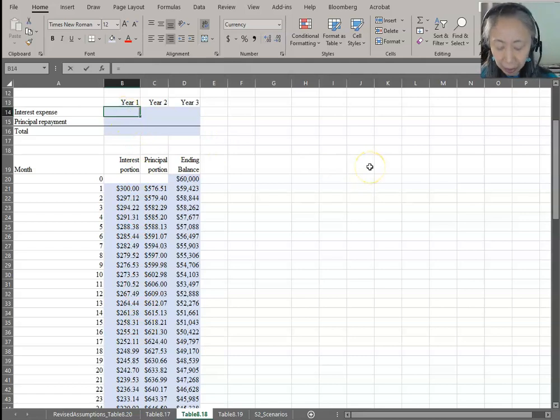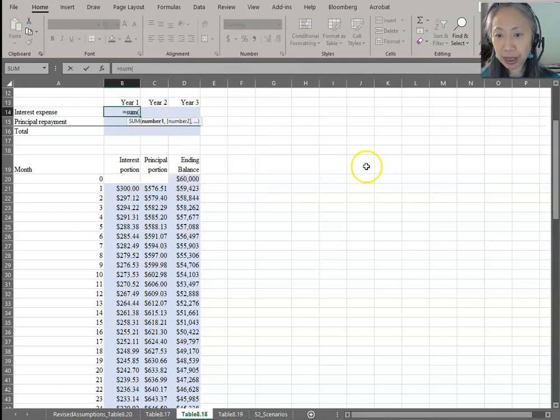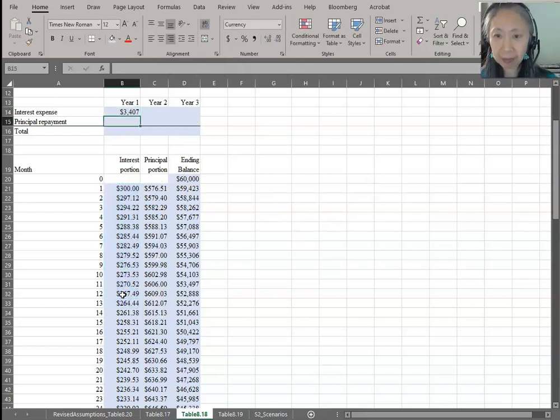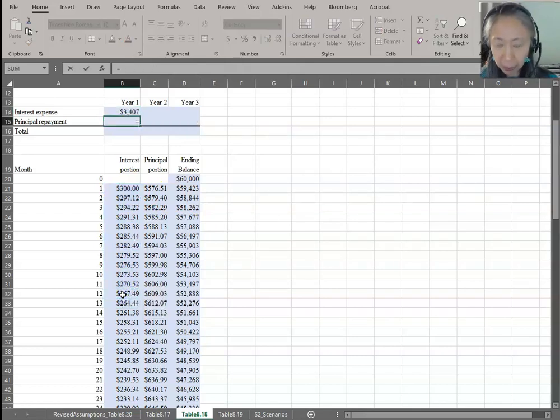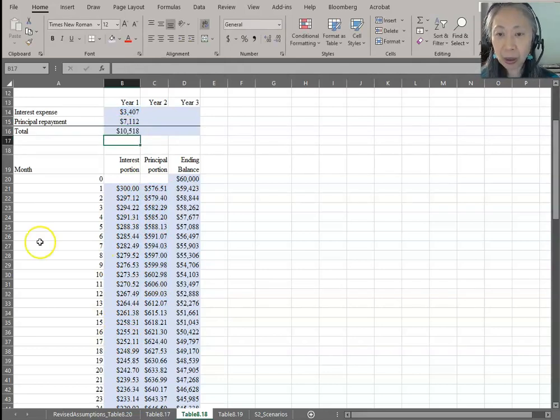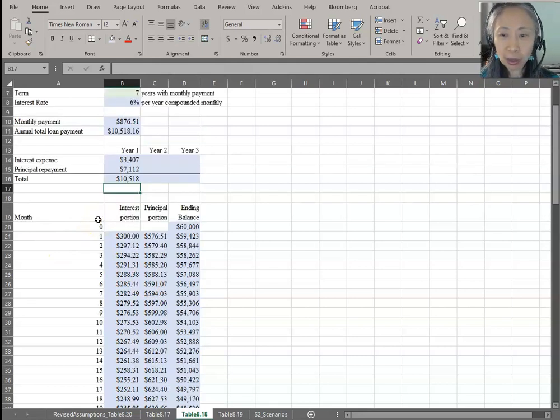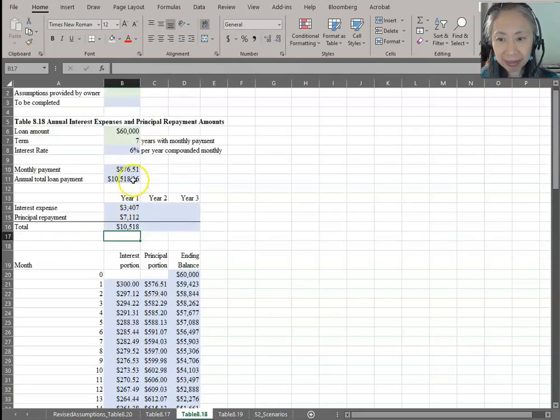Now we can sum up the interest expense for the first year. So the interest expense for the first year is just the first 12 months. And the principal portion is also the principal portion for the first 12 months. Okay, you can double check that together. Your annual loan payment is the same. So, of course, it is the same.